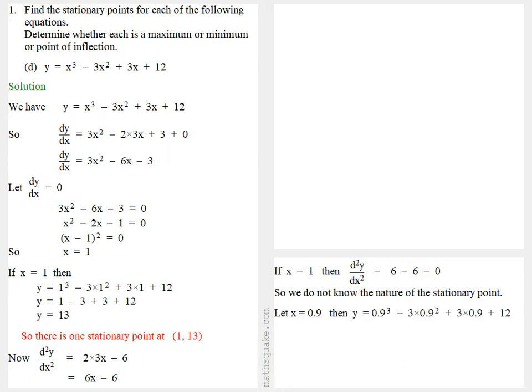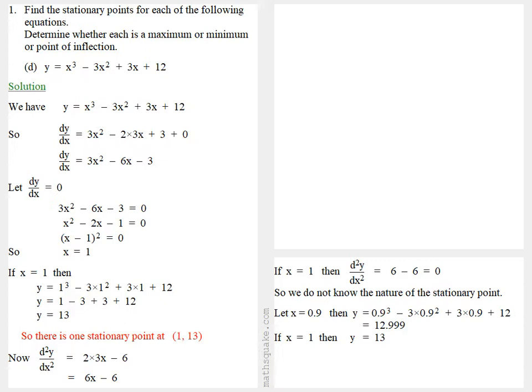Now if x is 0.9, then y is equal to 0.9 cubed minus 3 times 0.9 squared plus 3 times 0.9 plus 12. And that works out to be 12.999, which is very slightly less than our value 13. If x is 1, we know y is 13.